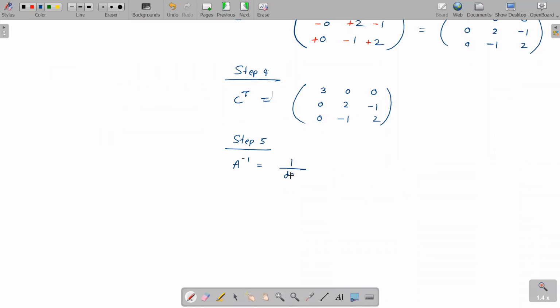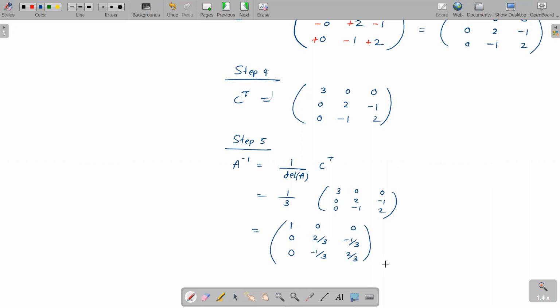It is 1 over determinant of A into C transpose. So 1 over determinant of A was 3, right? C transpose is 3, 0, 0, 0, 2, minus 1, 0, minus 1, 2. You can multiply the 1 over 3. 1 over 3 into 3 is 1, 0, 0, 0, 2 into 1 over 3 is 2 over 3, minus 1 over 3, 0, minus 1 over 3, 2 over 3. Yeah, so this is the A inverse.